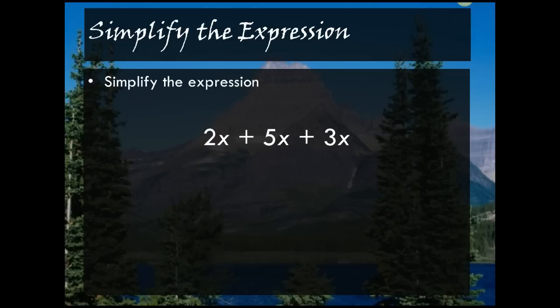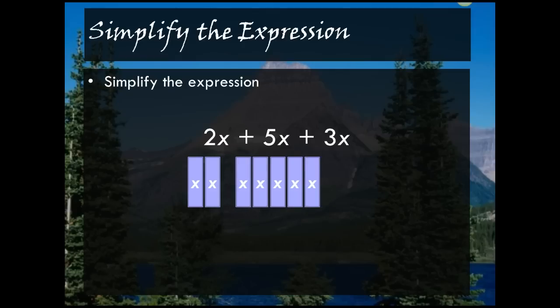The first thing we're going to do is simplify expressions. To simplify expressions, we combine like terms. In our expression 2x plus 5x plus 3x, we have three terms, and they are all like terms because they all contain the same variable of x. If we look at this pictorially, this means we have 2 times x, or 2x, plus we have 5 times x, and we have 3 times x. We have 2 plus 5 plus 3, all times some unknown value of x.